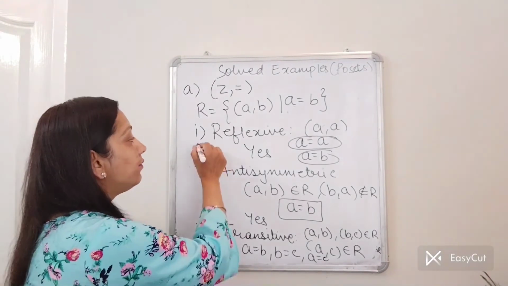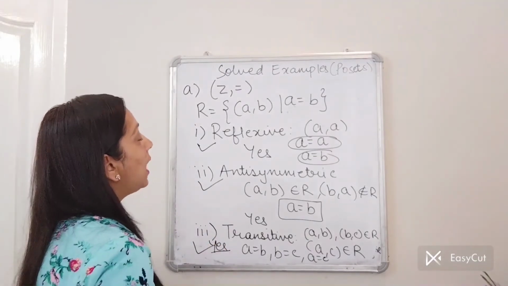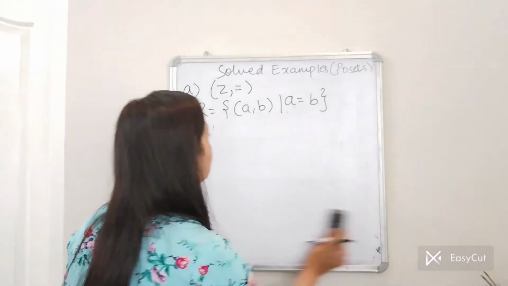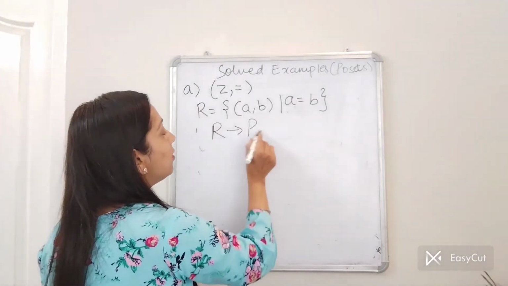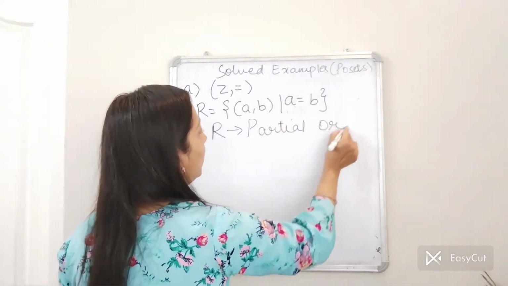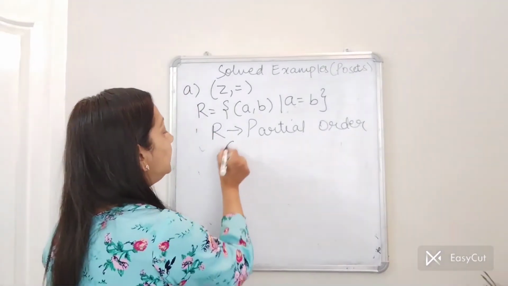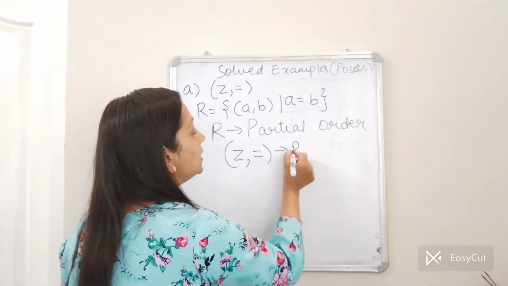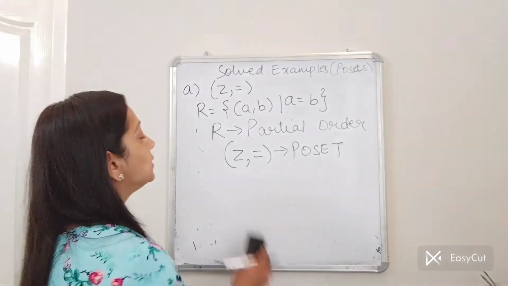Since it is reflexive, antisymmetric and transitive, I can say that this relation R is a partial order. And if this relation R is a partial order, then I can say that Z comma equal to is a poset. So hence this is a poset.